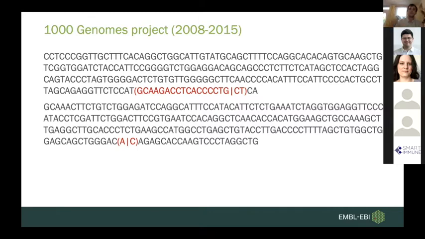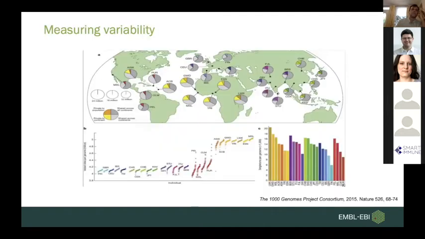So, okay, we're sequencing people by the thousands, and actually currently more by the hundreds of thousands. What do we do with all this data? First of all, you measure variability. You count the SNPs. Are they common? Are they not common? Are they shared by or specific to a population, or are they shared across the world?